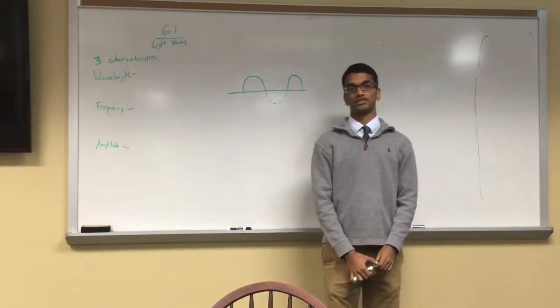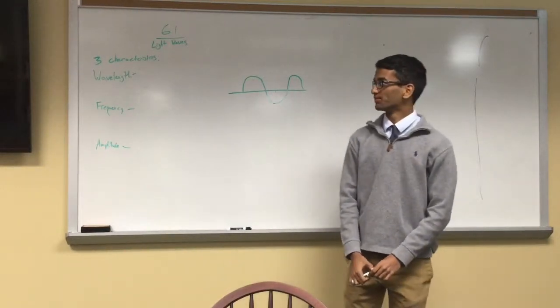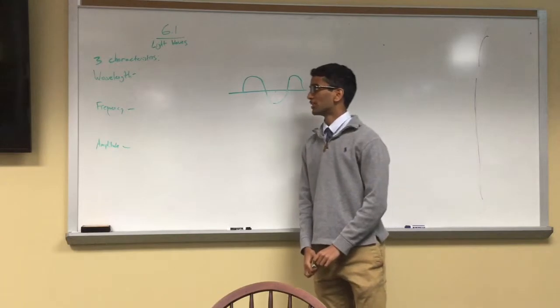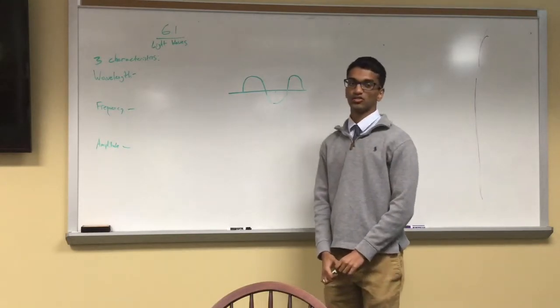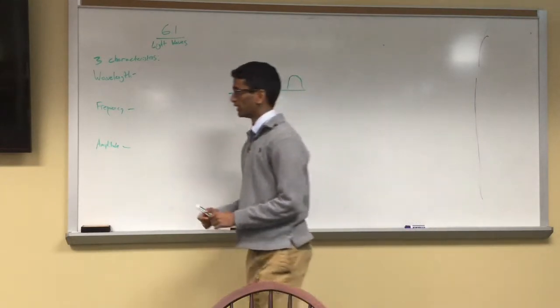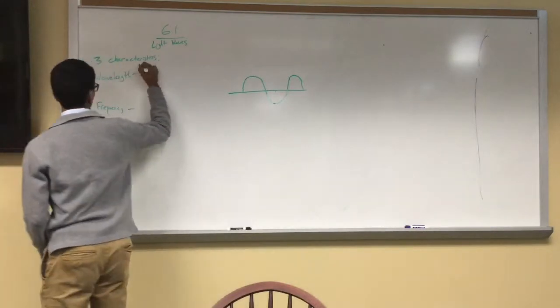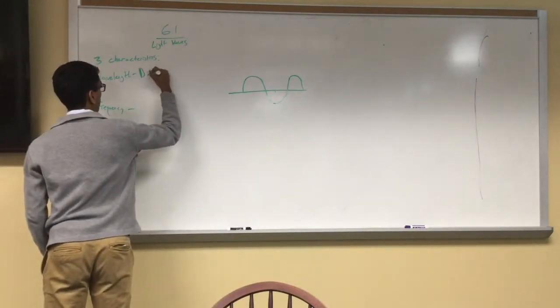Alright, so today we're going to learn about 6.1, which is all about light waves. There are three characteristics of light waves: wavelength, frequency, and amplitude. Wavelength is the distance between two consecutive crests or troughs.